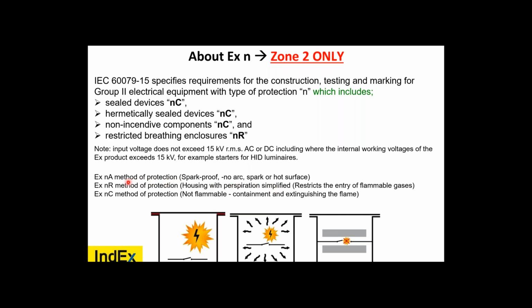Now, further clarification. EXnR, which has been removed, is for spark proof. No arcs, no sparks, no hot points. That seems to be very similar to EXe. EXnR is housing with restricted breathing. Now, an easy way to say that is it restricts the entry of flammable gases. Restricts. nC is not flammable. It contains and extinguishes the flame.